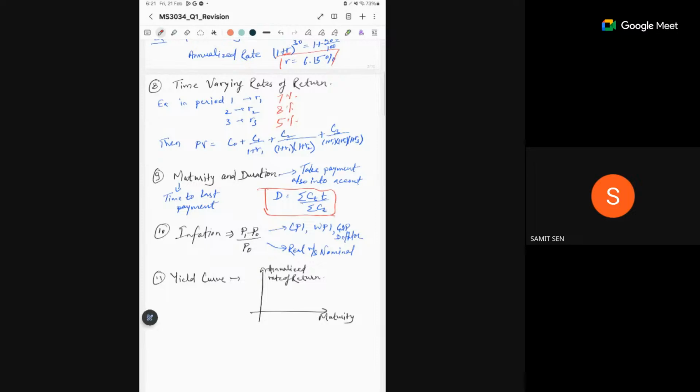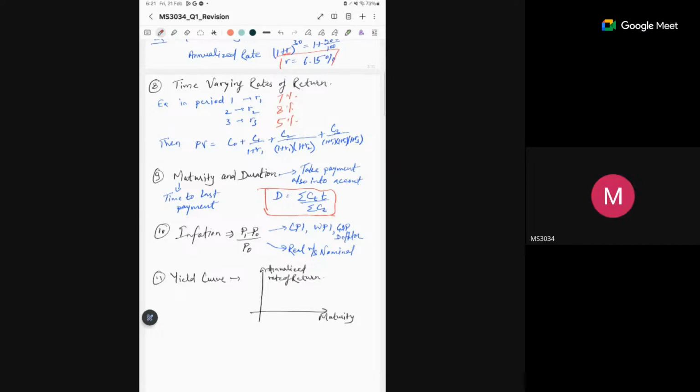But to calculate the Macaulay duration, we need also the interest rate. Yes, yes, because there you need to calculate the present values. So for that you need your rates of return.